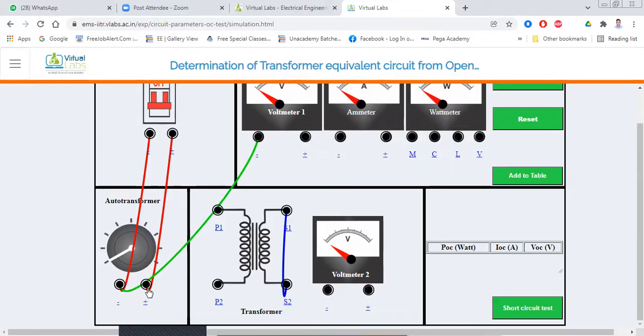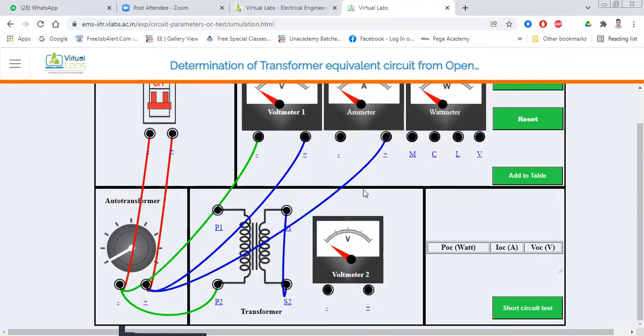The first terminal I connect from the auto transformer, and the second terminal I also connect from the auto transformer. Now we have to connect the first terminal of the auto transformer to the transformer T2. Now, same as the previous, we connect the ammeter here. The second terminal of the auto transformer is connected to the ammeter, and the other terminal of the ammeter is connected to the input of the wattmeter.